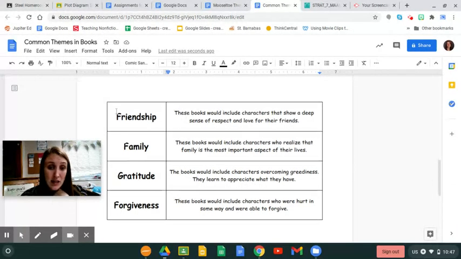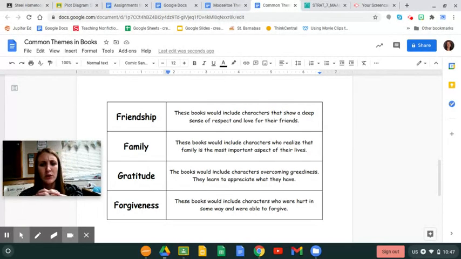We didn't even see any friends in this. We saw family. These books would include characters who realize that family is the most important aspect in their life. I guess that, by the end, he did kind of realize, oh, I have my family with me. But I would say that it doesn't really mention that. I'm not going to highlight that one.